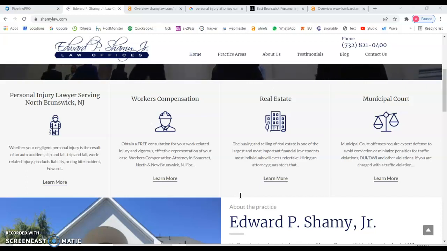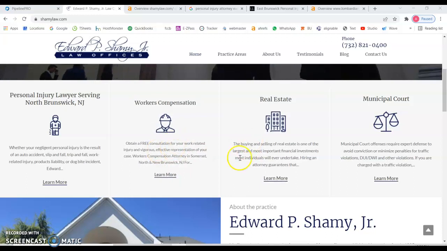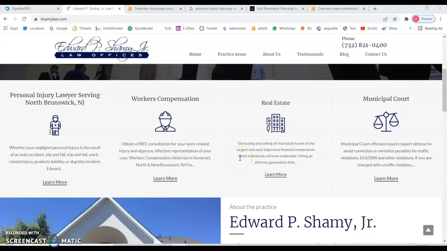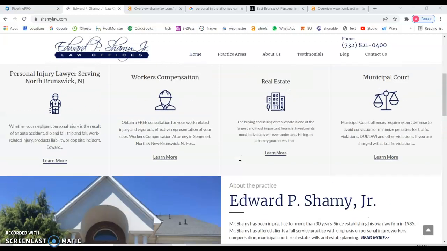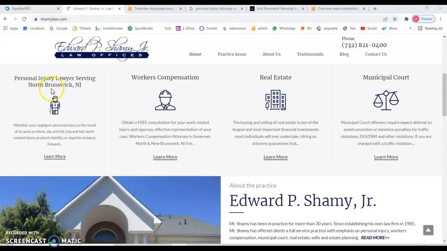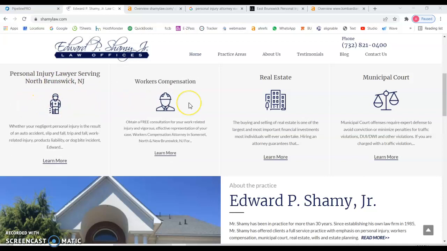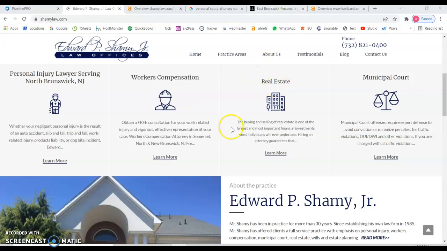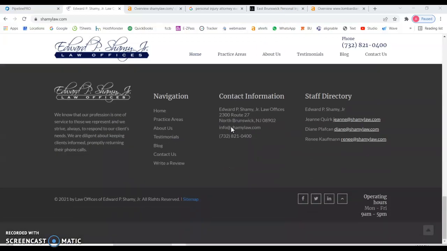But going back to the text, you need to include the keywords that you want to be found for. For example, law office in New Jersey, or even for these specific practices, right? Personal injury, workers' compensation, depending on how much you want to get that exposure. You can target specific cities. I think that you're located in North Brunswick. Yes, there it is, North Brunswick.